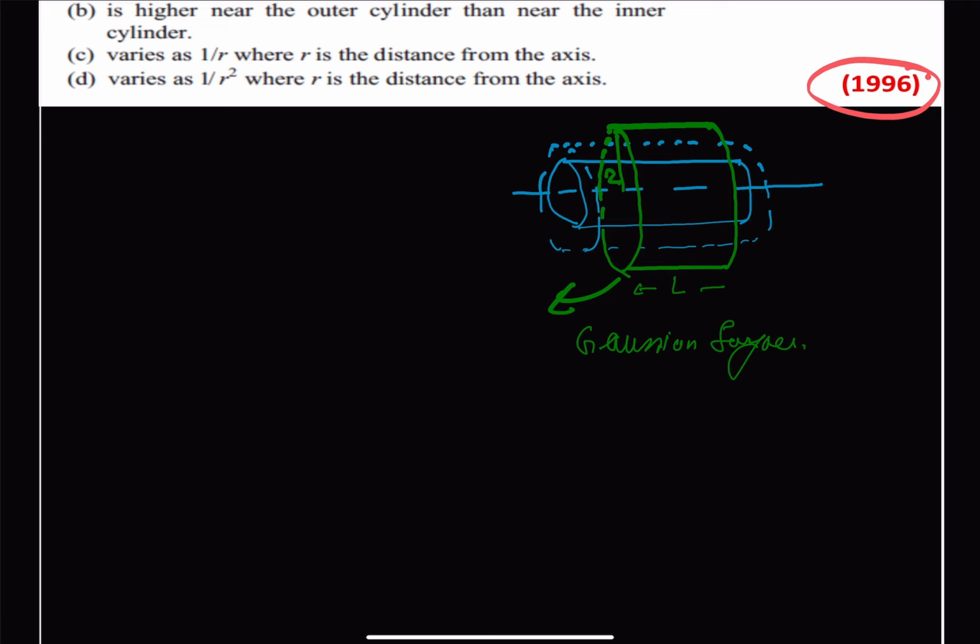So we have here two cylinders. We assume that the inner cylinder radius is A and the outer cylinder radius is B. And we are only interested in the region where the radius is greater than A but less than B. So we are only interested in this region, radius greater than A but less than B.